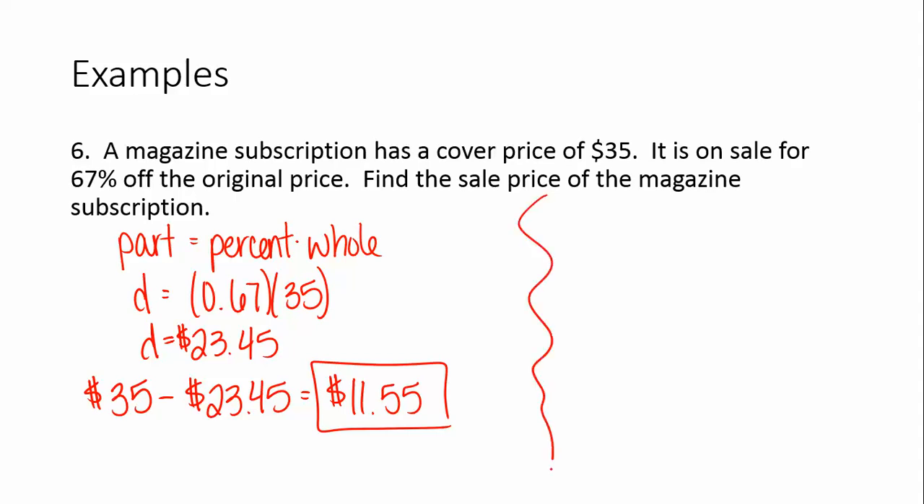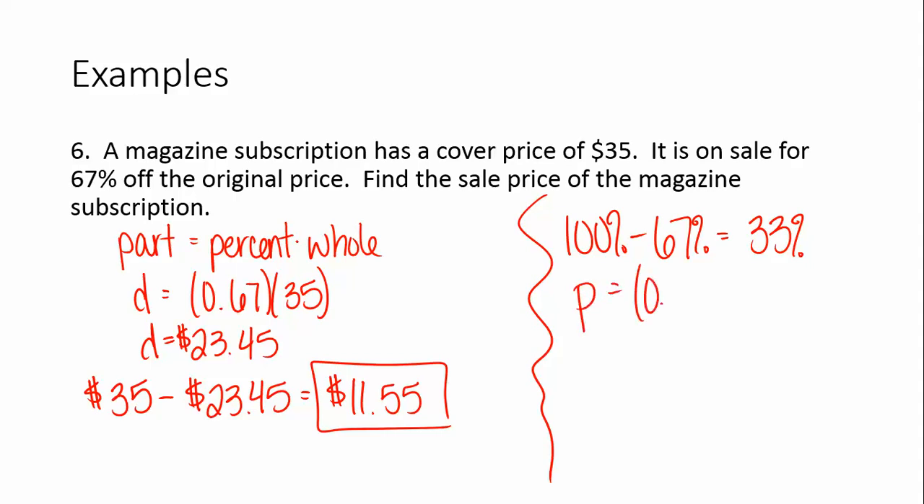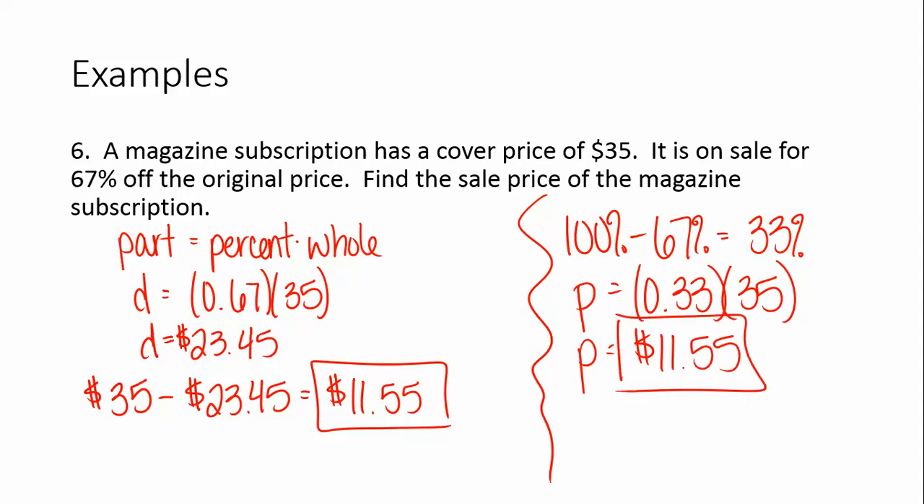And let's look at the second method again. If it's 67% off, how much is the customer paying? What percentage is the customer paying of the original price? So if you take 100% and subtract 67%, you get 33%. So that's how much the customer pays. Now, in order to find the price, we're going to take the percentage the customer pays and multiply that times the original price. We should get $11.55. So 0.33 times 35 is in fact $11.55. So again, two methods to solve the same problem.